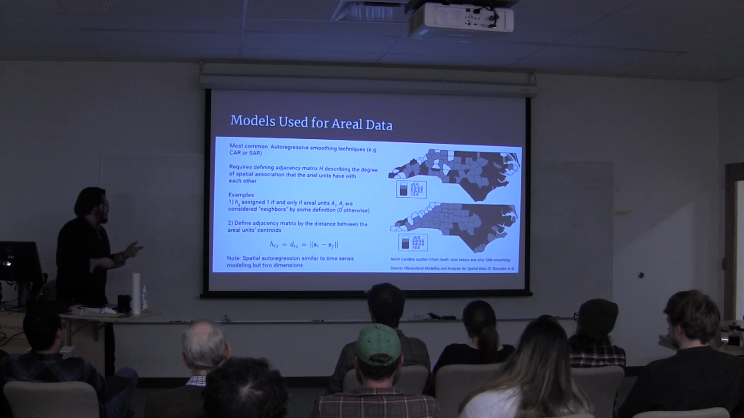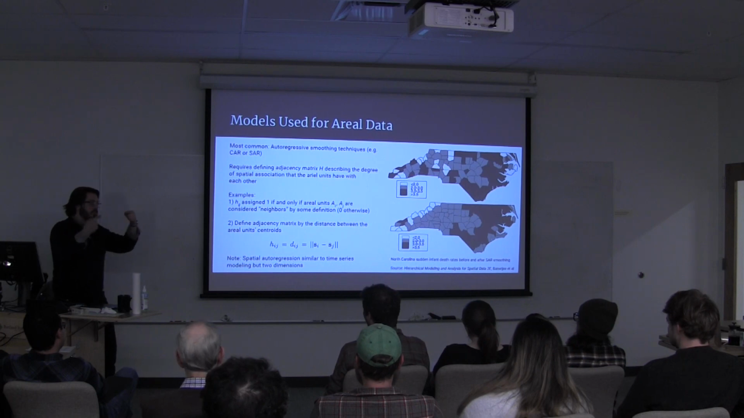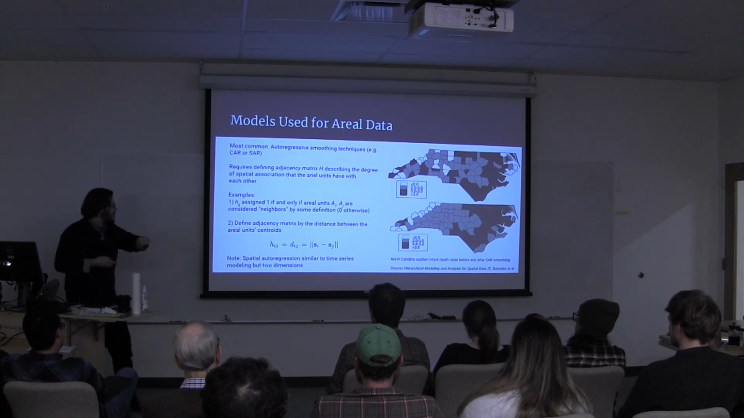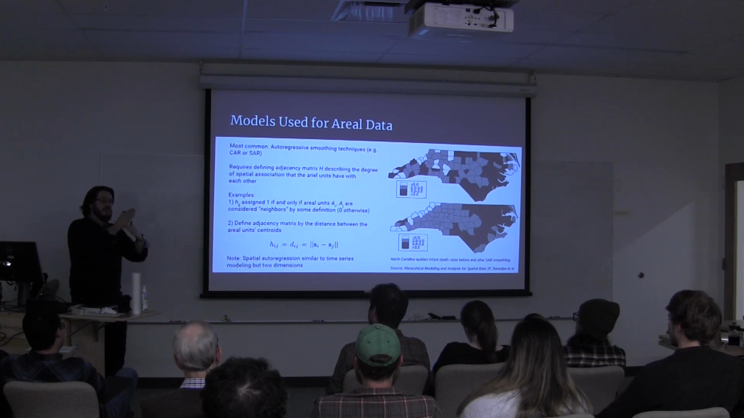Another thing you could do is define centroids. You can find the centroid of each of the areal units, and then take the distance, which is harder than you might think on a globe. You could take the distance between those and set that as the entry of your adjacency matrix. So that's another way you could do it. There are many other ways, especially if you have a regular grid, you can get kind of creative with it.